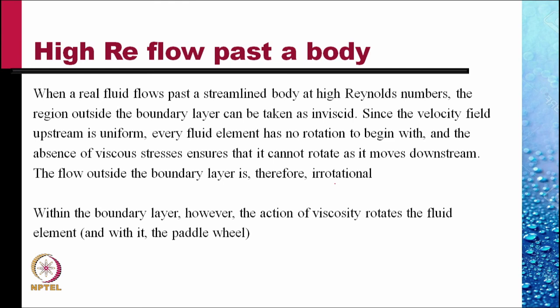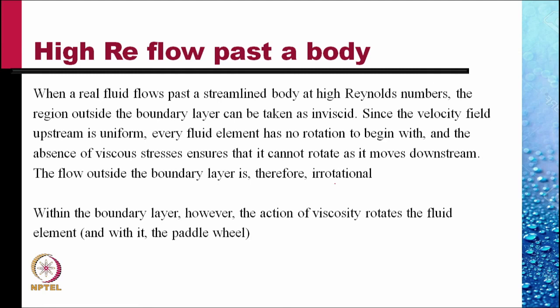When a real fluid flows past a streamlined body at high Reynolds number, the region outside the boundary layer can be taken as inviscid, and since the velocity field upstream is uniform, every fluid element has no rotation to begin with, and with the absence of the viscous stresses outside the boundary layer, this ensures that it cannot rotate as it moves downstream. The flow outside the boundary layer is therefore irrotational.